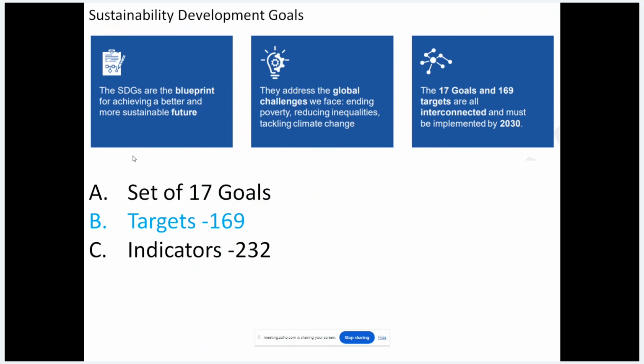So that is called the sustainable use of material, and the SDGs address the global challenges we face: ending poverty, reducing inequalities, tackling climate change. The 17 goals and 169 targets are all interconnected and must be implemented by 2030. In the next slide we'll see what was there before that. So there are 17 goals, the SDGs, 169 targets and 232 indicators.